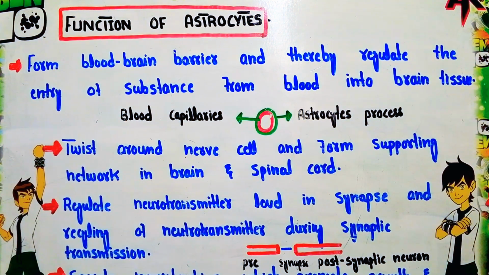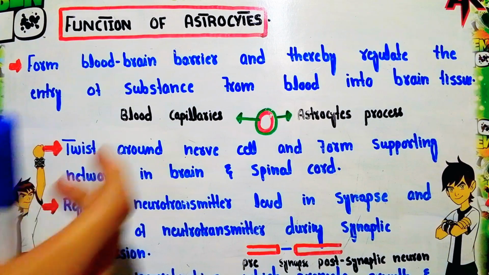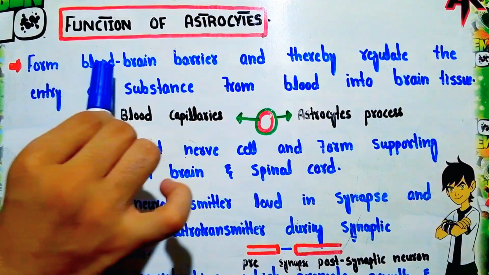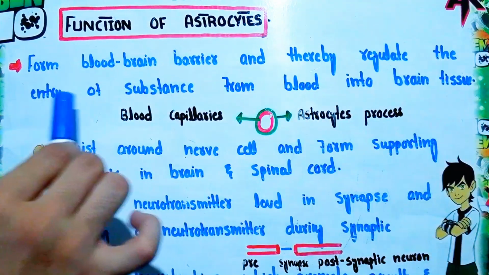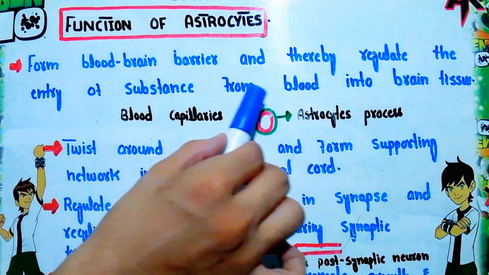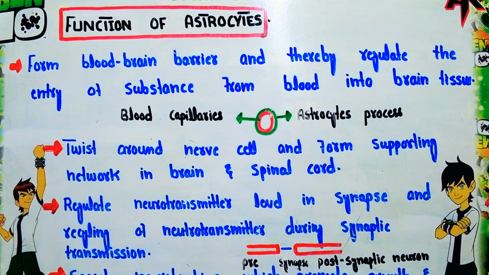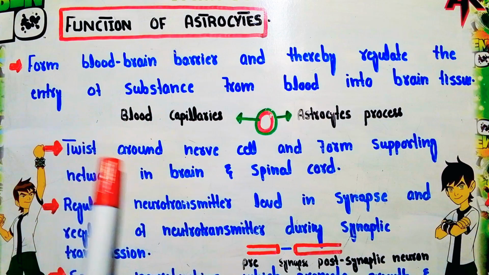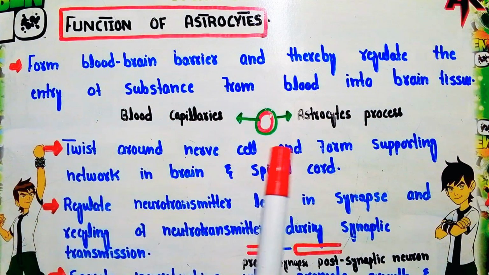So due to the blood-brain barrier, infection rarely occurs in the blood and the brain tissues. Now look at this sentence: form blood-brain barrier and therefore regulate the entry of substances or microorganisms from the blood into the brain. So this actually forms the blood-brain barrier, due to which the brain is protected from microorganisms and pathogens. Now the second function of the astrocyte is that they twist around the nerve cell. These astrocytes basically surround the nerve cell, due to which they protect the brain and spinal cord from injuries. So this is the second function of the astrocyte.